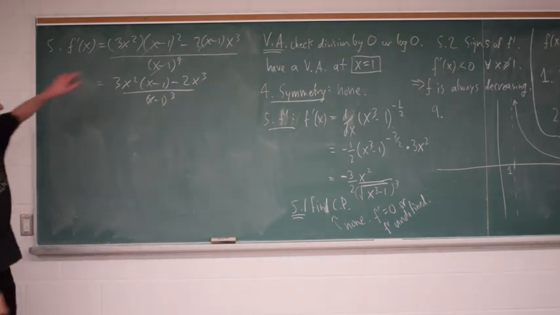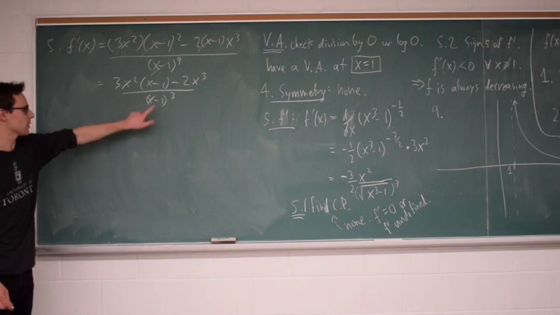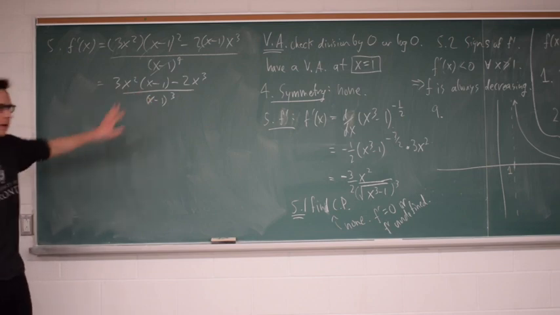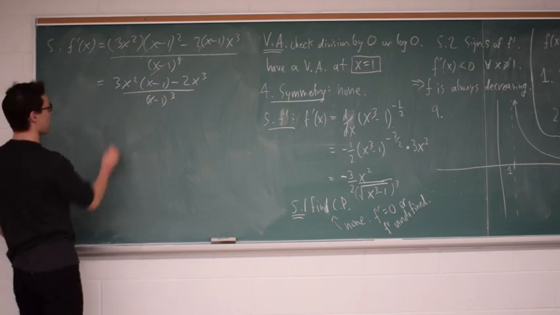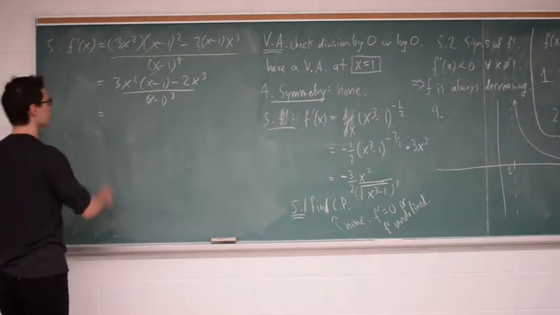And that looks a lot better because at the top we have a cubic. At the bottom we also have a cubic, but the thing is the bottom is nicely contained. It's just x minus 1 cubed. It's not gonna make anything difficult for us. It's the top that we have to worry about when we then set to 0 and stuff, right? So let's just expand that out.